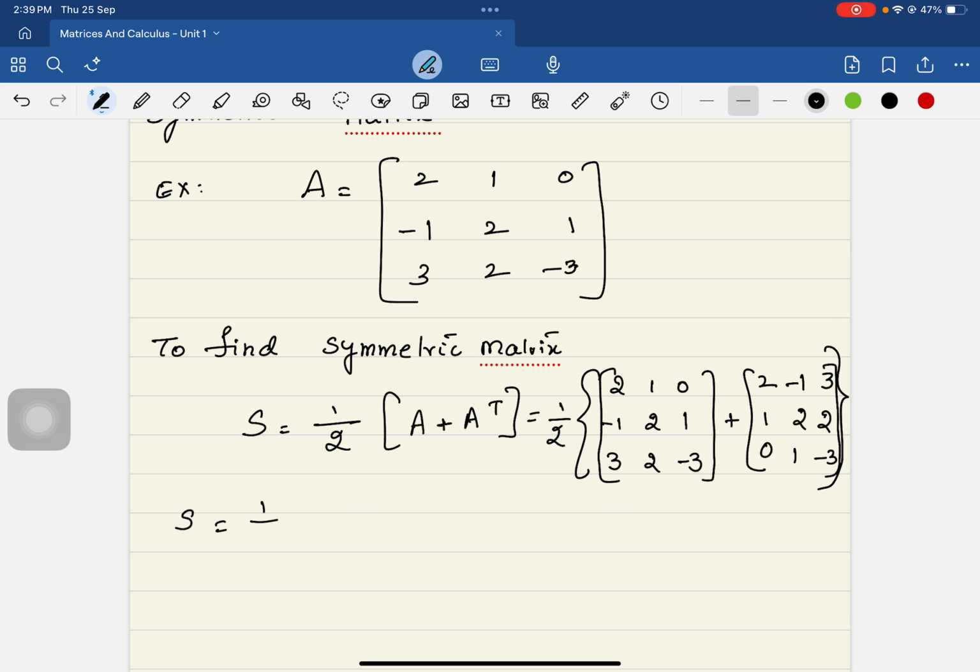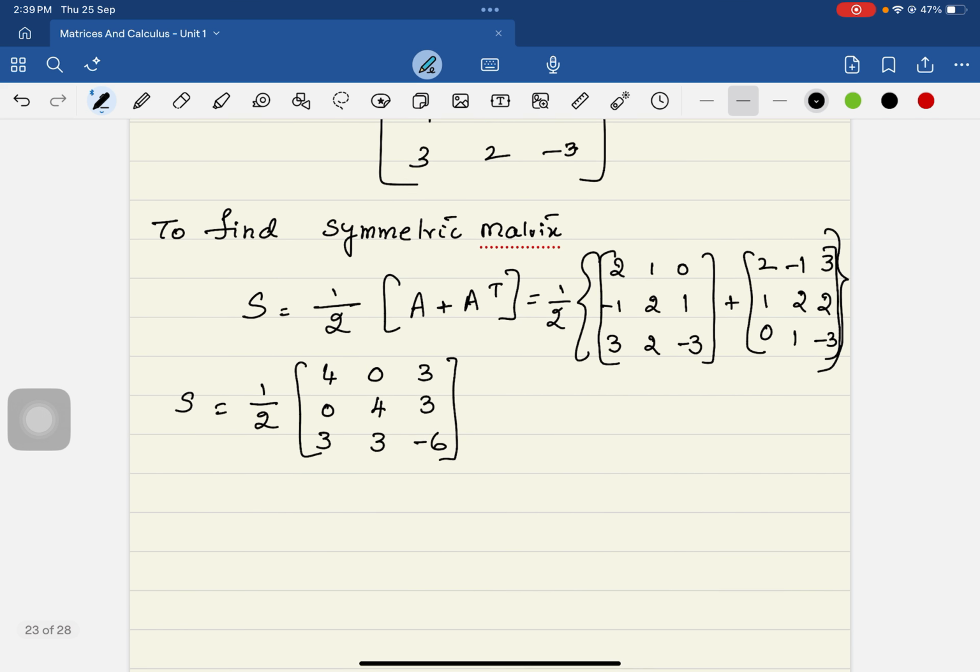S is given by half of, let us sum the matrices. Now the element 2 plus 2, which is 4. So like that you have to add the matrices. 1 minus 1 is 0. 0 plus 3 is 3. And minus 1 plus 1 is 0. 2 plus 2 is 4. 1 plus 2 is 3. 3 plus 0 is 3. 2 plus 1 is 3. Minus 3 minus 3 is minus 6. This is your symmetric matrix.